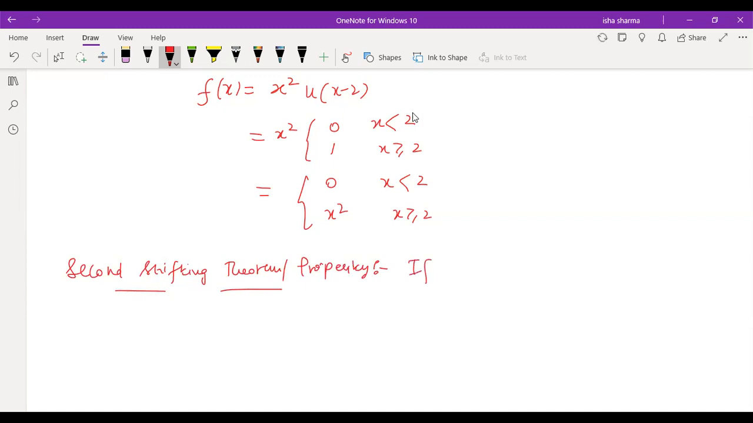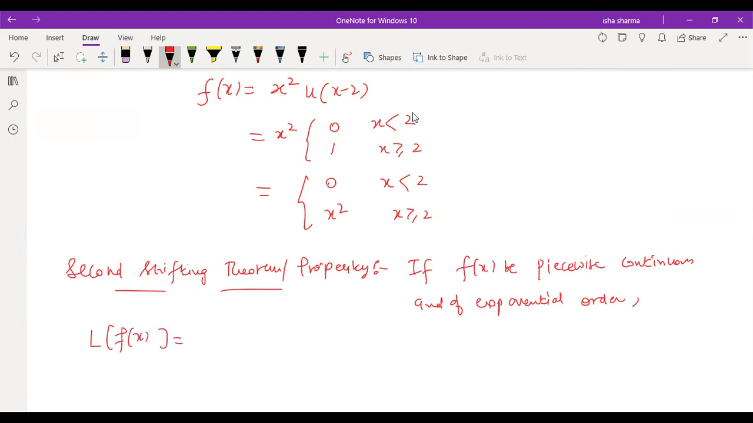So if f(x) is piecewise continuous and of exponential order. These are the two conditions which we always mention at the start of every theorem, because these are the sufficient conditions for a function whose Laplace transform will exist. So if this is there and L of f(x) is F(p), so we know the Laplace transform of f(x).